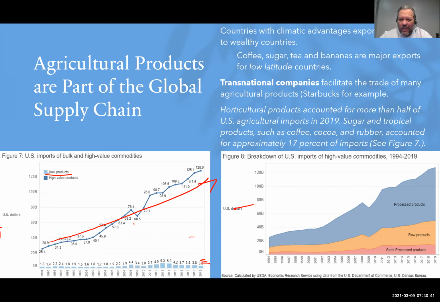All right. Breakdown of U.S. imports of high value commodities. Obviously the processed stuff has been picked and transformed into something else before coming here. That's what I mean by processed stuff. So this would be like a finished good, or it could be a good that's been processed and then going in to produce something else. Raw products, you can see down here, account for this much, and then semi-processed products. So anyway, you can kind of see what we're importing. The majority of our imports are processed stuff.